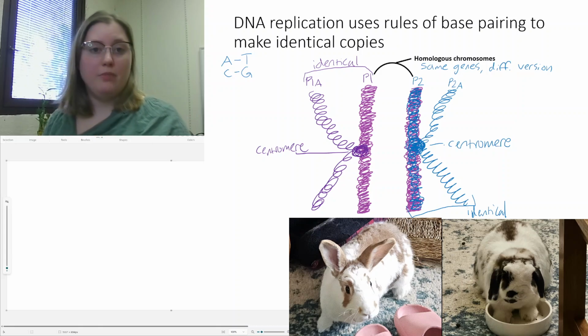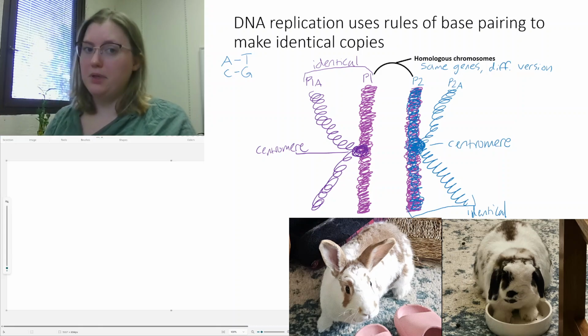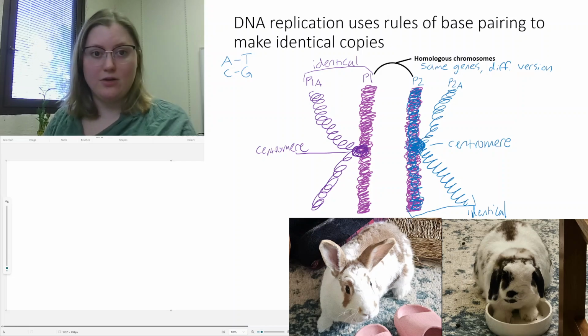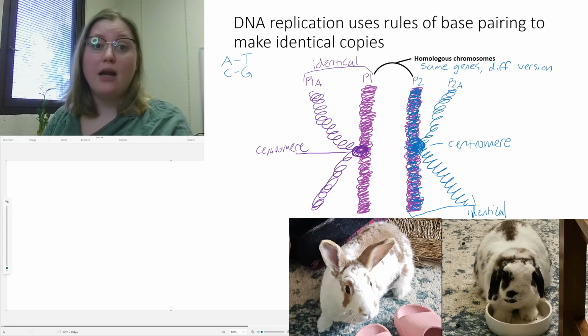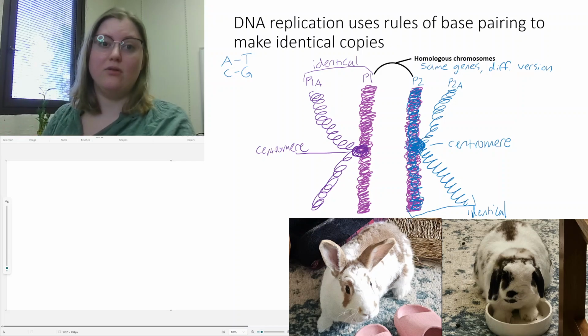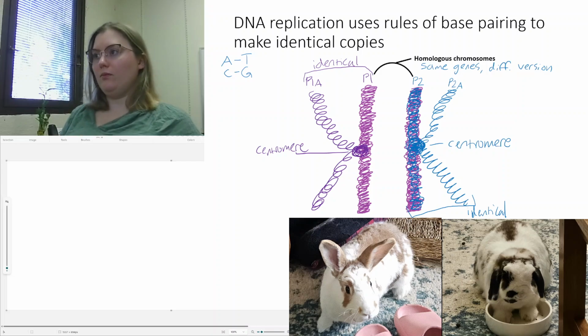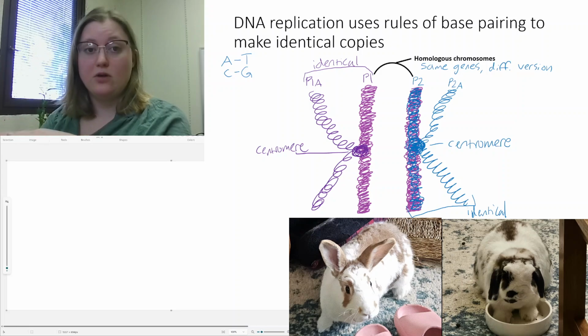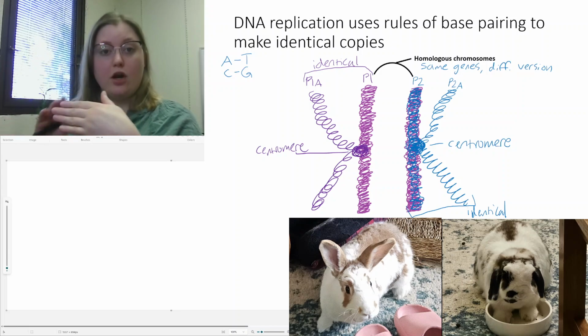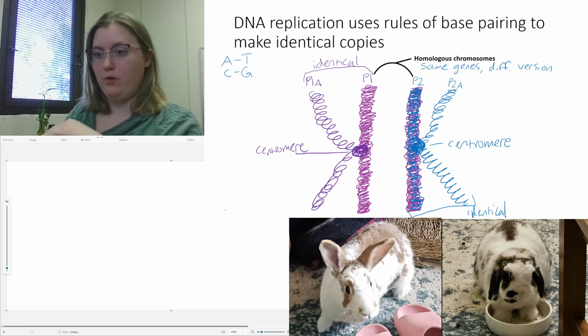So P1 and P1A identical, P2 and P2A identical, but P1 is not identical to P2, and P1A is not identical to P2A, okay? And for that matter, P1A is also not identical to P2. Okay, so homologous chromosomes are not identical. The copies that are connected at the centromere are identical, they are the same.